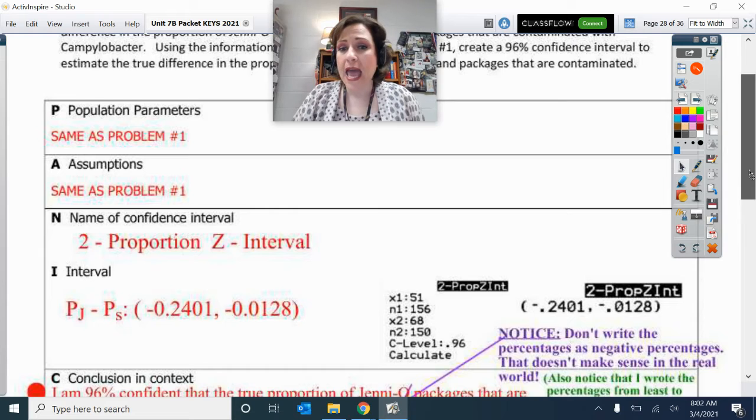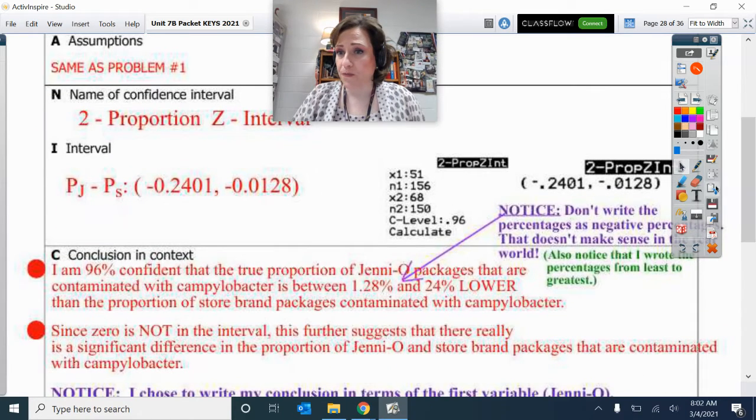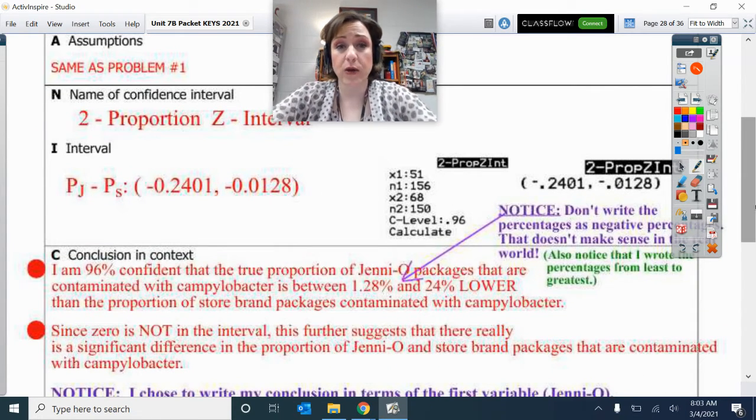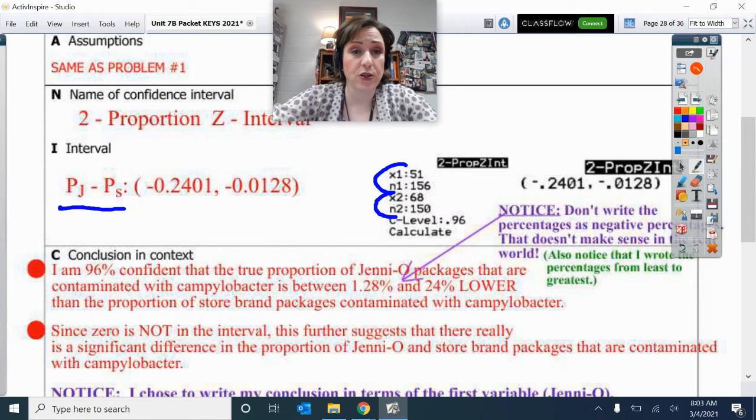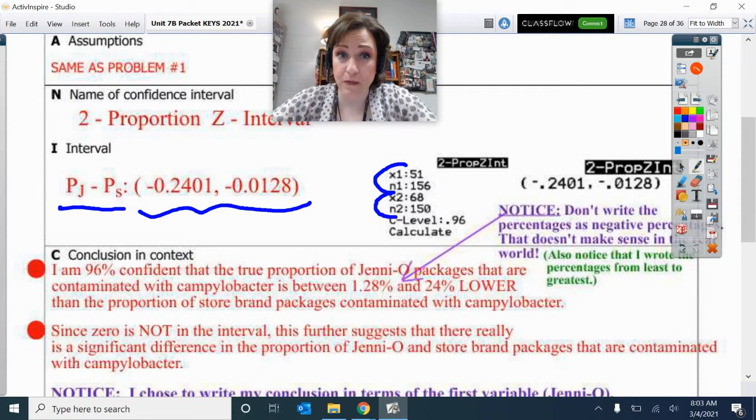They were the same. And just a reminder that I know which way the calculator subtracted because I put my Genio information in first and my store brand information in second, and the calculator does P1 minus P2. So make sure you wrote the way you subtract. This, by the way, was a two proportion Z interval. And here is the interval that it gave me. So now I want to interpret that.